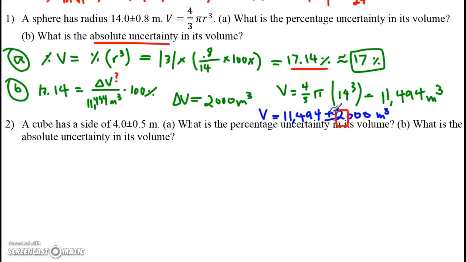The uncertainty is rounded to the thousands place, so we have to cut off this number, round it to the thousands place as well. It's going to be either 11,000 or 12,000. Well, we round down to 11,000 because this is not a 5. It's less than 5. So let me erase that and round down to 11,000. And that's our final answer.